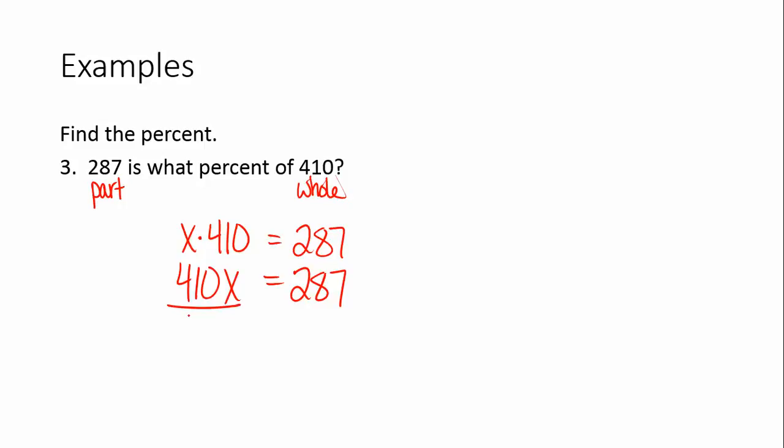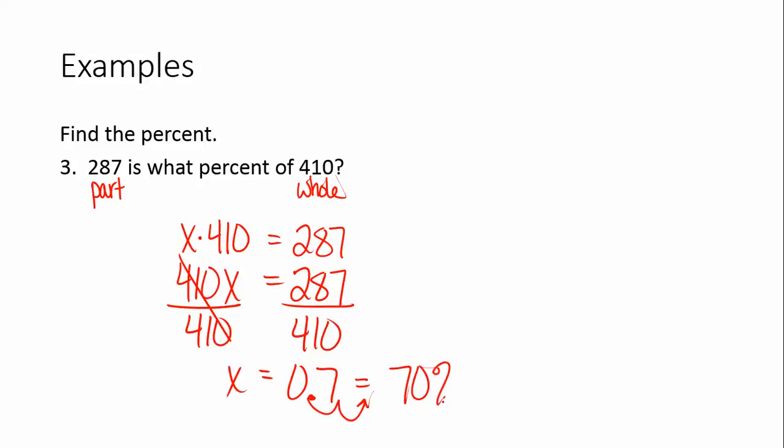And then you can see you solve by dividing both sides by 410. So 287 divided by 410 is 0.7. And what we have to do here is change that back to a percent. So you have to move the decimal place 2 spots to the right and get 70%. So the biggest difference with the percent equation and the percent proportion is that with the equation, you are having to manipulate the percent and the decimal back and forth between one another.